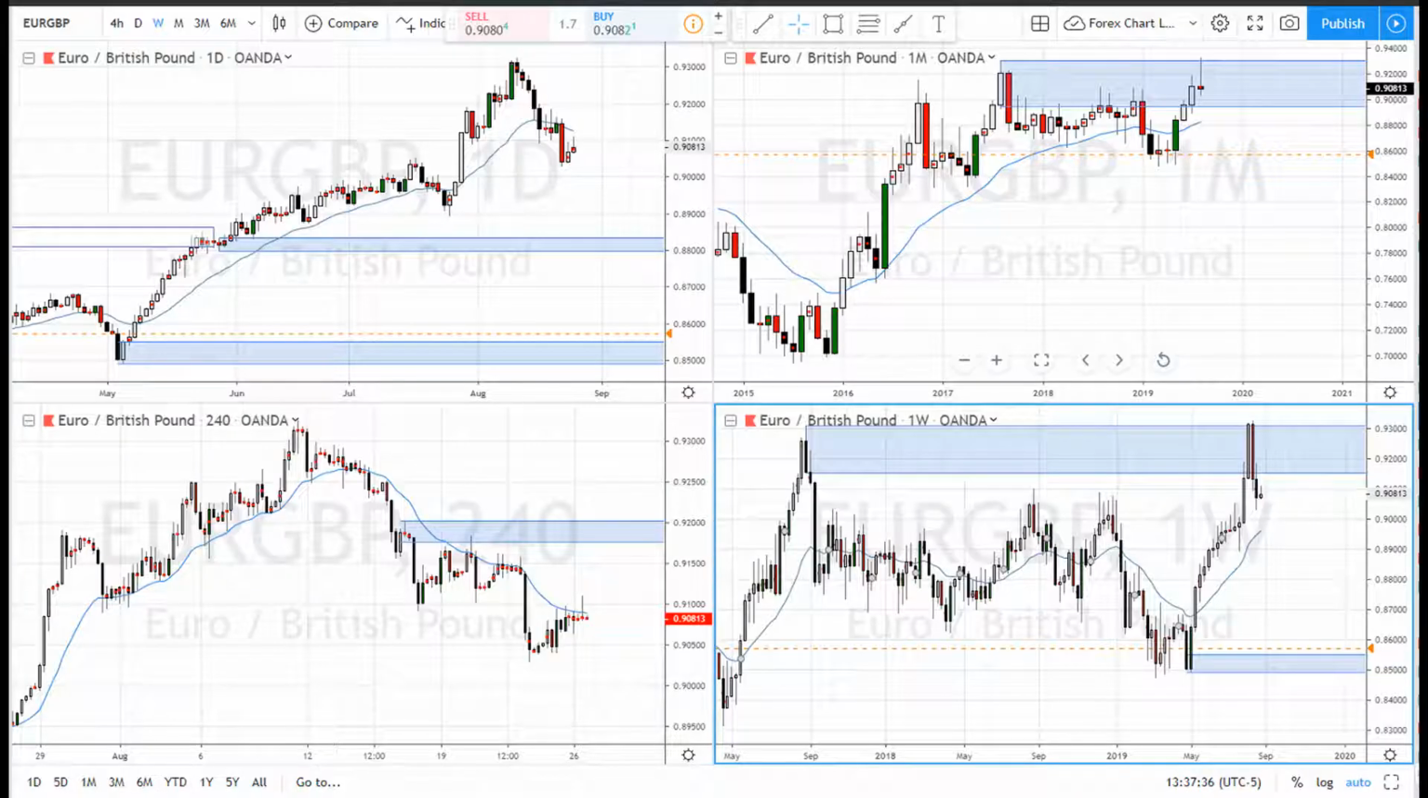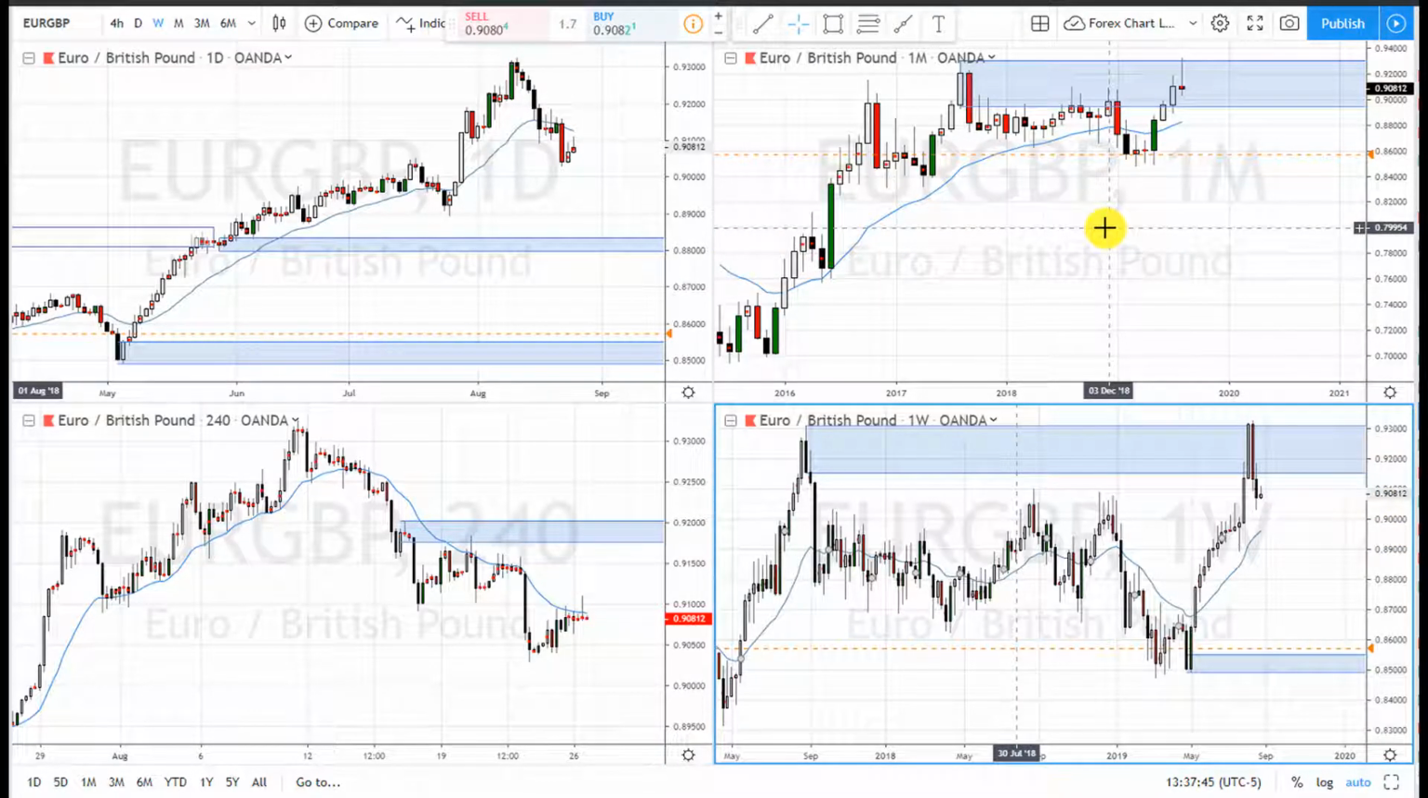Today we're going to take a look at some charts and see where we can identify supply and demand order flow and trade it for income. Look at the Euro Pound and see where we can identify supply and demand areas.